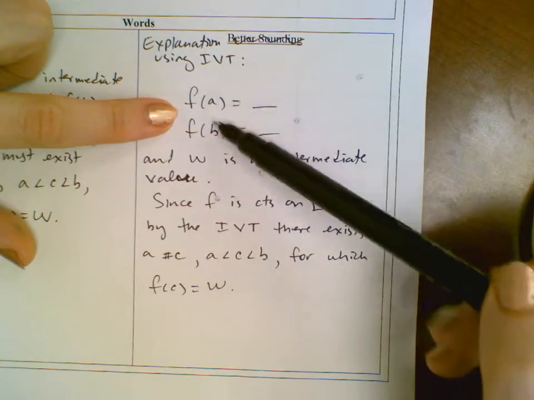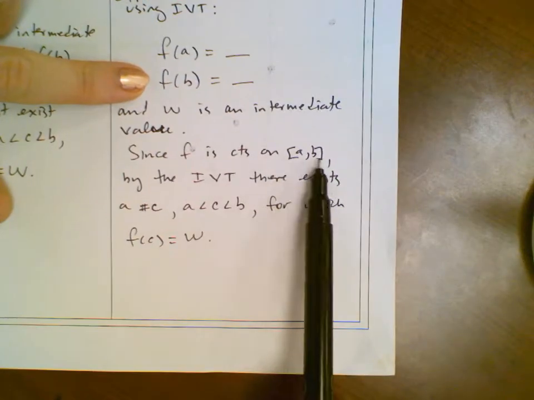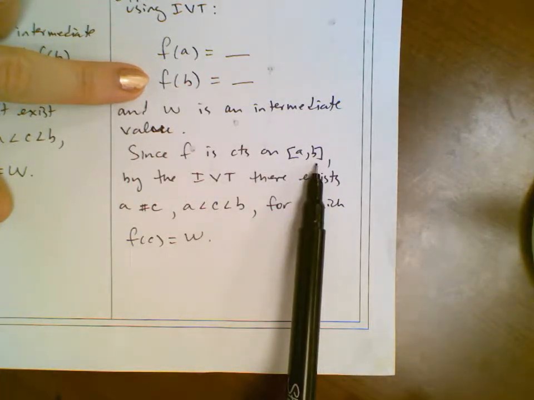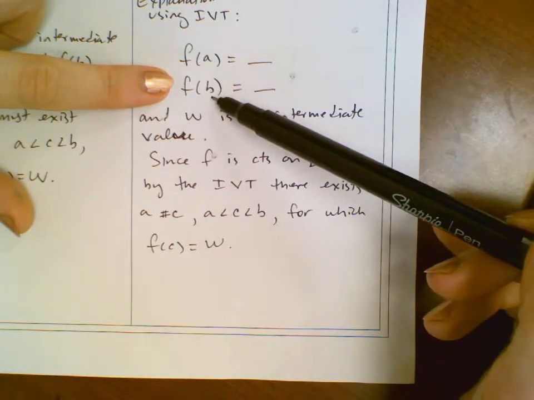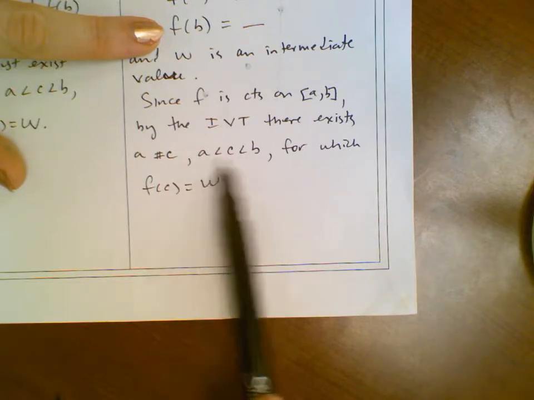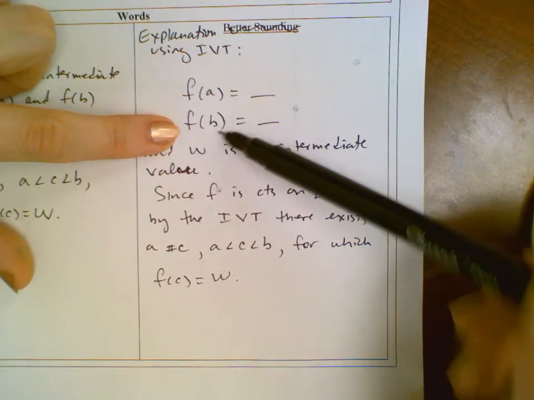Okay, and notice here, guys, these inputs for f of A and f of B are always the endpoints of the interval that you're saying it's continuous on. These are always the endpoints of the interval because you want to prove that C is between the values A and B, so that's why you have to do f of A and f of B. Okay, now let's go to the back.